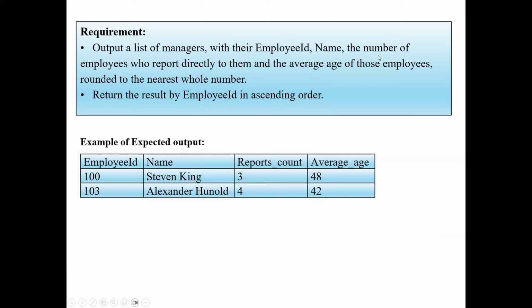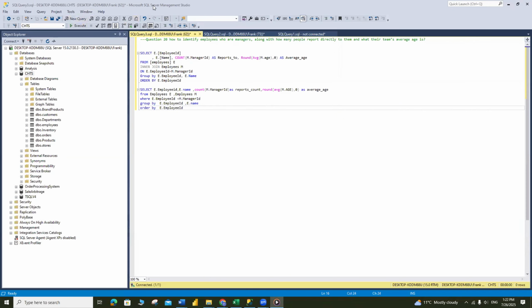Our task is to output a list of managers, showing their employee ID, their name, the number of employees who report directly to them, and the average age of those employees, rounded to the nearest whole number. The expected output is like the following examples. In the example, Stephen King has 3 direct reports, and their average age is 48. Let's break down the SQL query used to solve the problem.